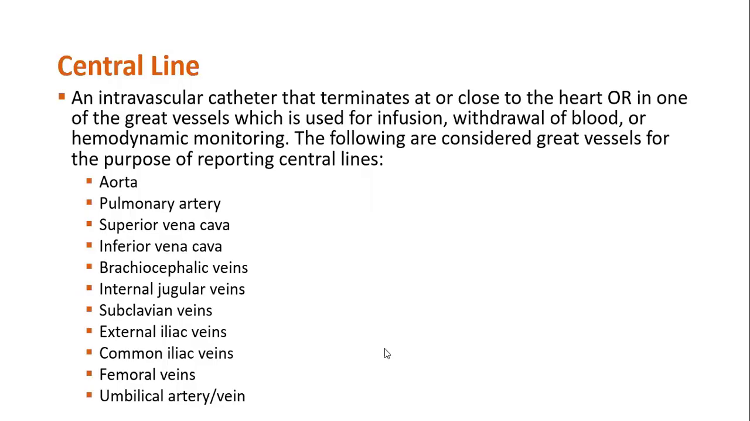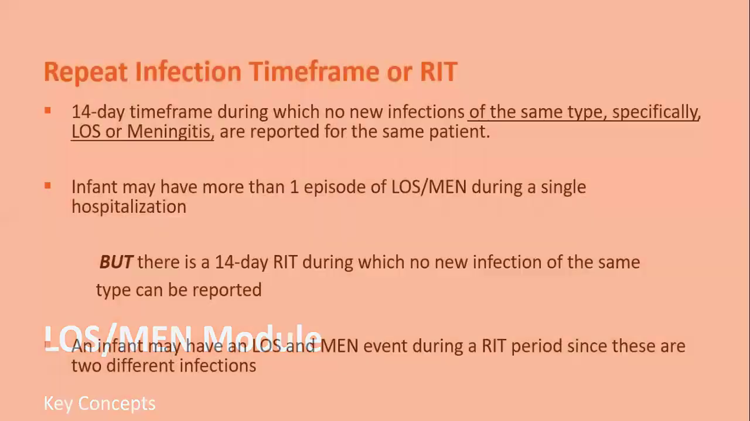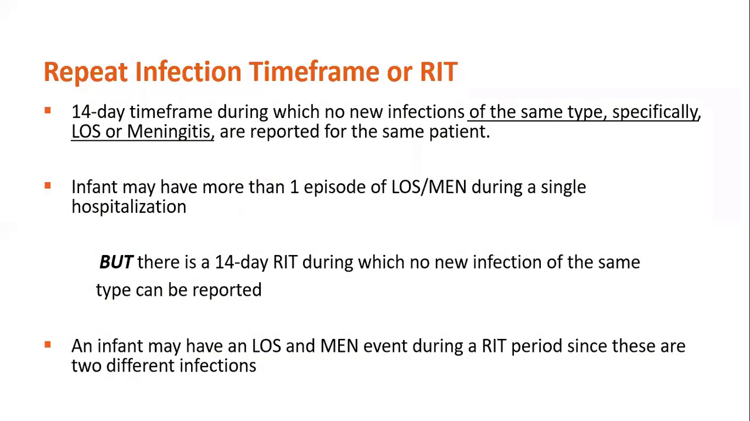So let's discuss some key concepts. The repeat infection timeframe is a 14-day timeframe during which no new infections of the same type, specifically LOS or meningitis, are reported for the same patient.